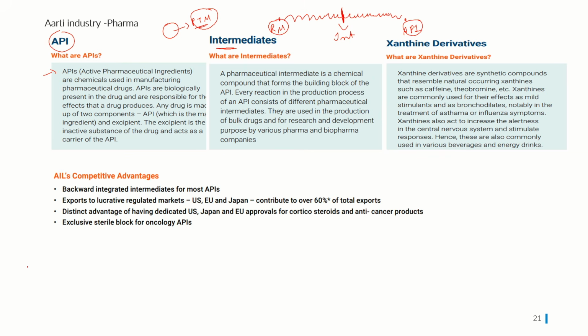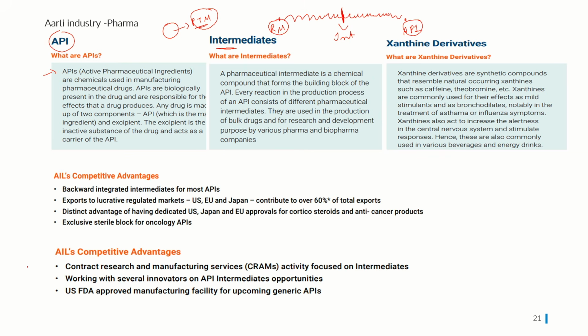Now let us talk about the competitive advantage Aarti Industries has in comparison to its peers. The first and the biggest advantage they have is the backward integration. If they are producing any API, they have the capacity and they produce its own intermediates. Like they are not using someone else's intermediates and then producing APIs. Intermediates are semi-prepared APIs, right? Building blocks of API. Right, so this is the biggest advantage.